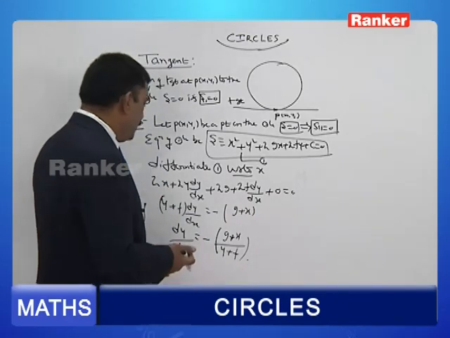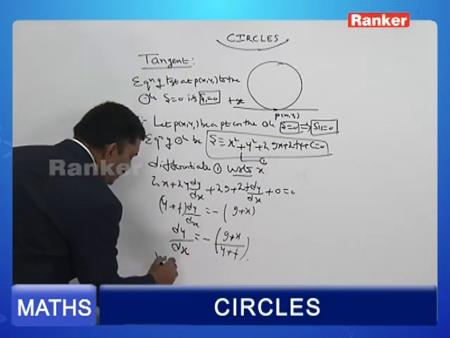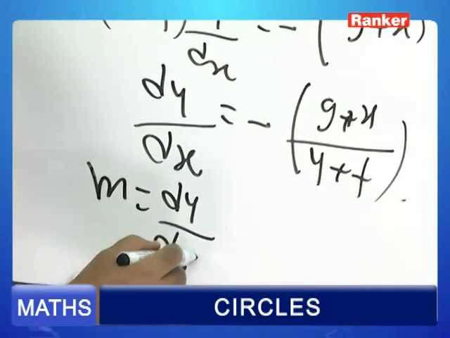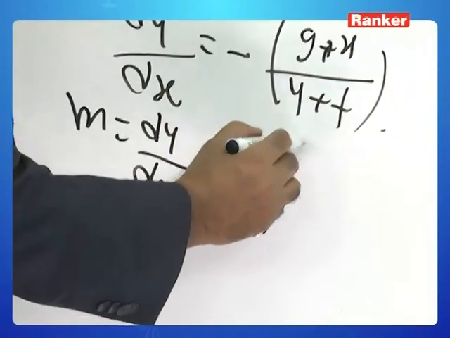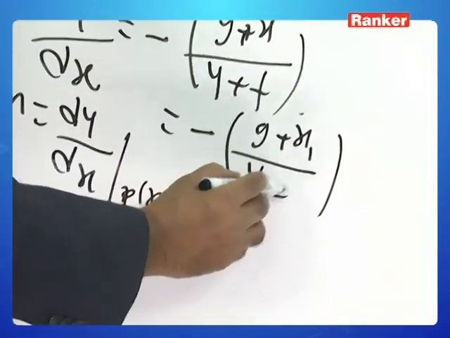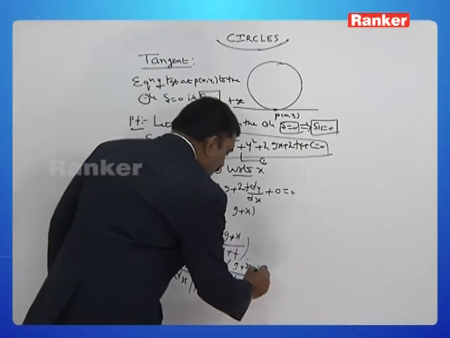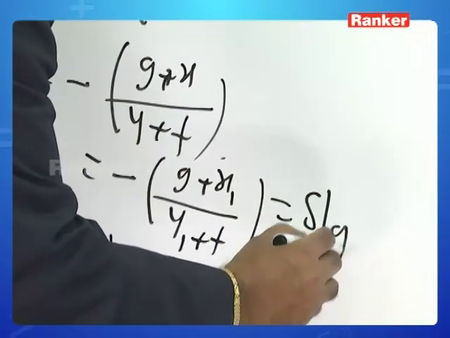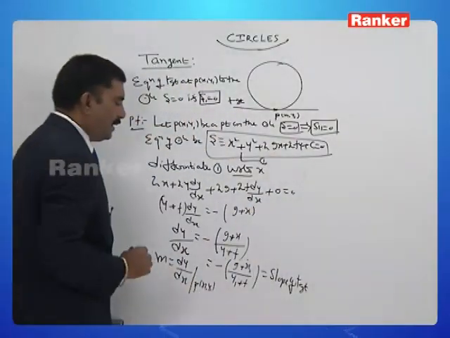So therefore, now I want the slope, that is m is equal to dy by dx at the point x1 comma y1, which is written as minus of g plus x1 by y1 plus f. This is nothing but the slope of a tangent.